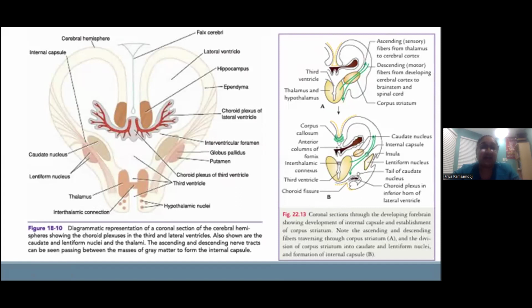The axons from the large ascending and descending tracts, as they develop, are then forced to pass between the thalamus and the caudate nucleus medially, and the lentiform nucleus laterally. This compact bundle of ascending and descending tracts is known as the internal capsule.